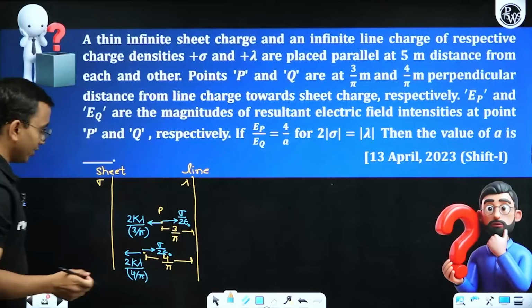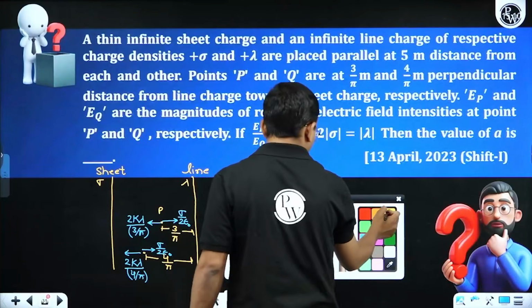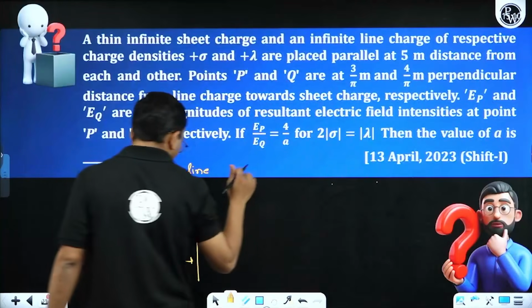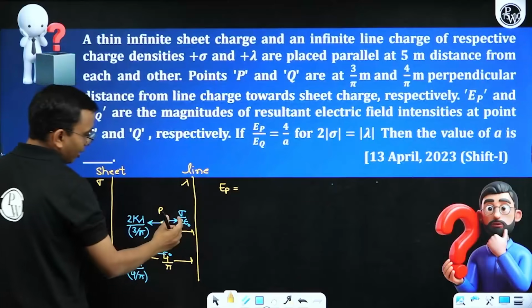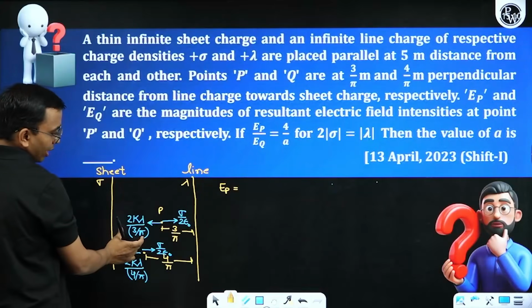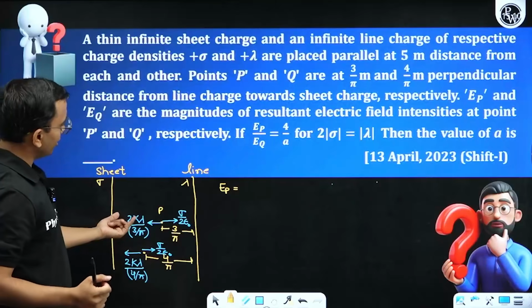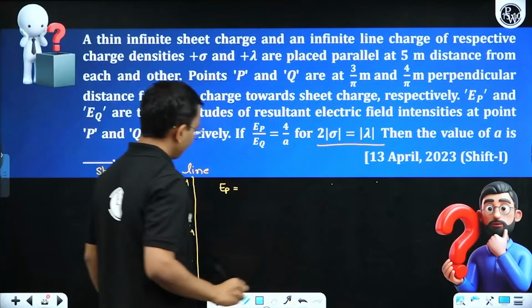Okay, we have written it properly. Now, let me write EP and EQ here. If I write EP from there, it will become sigma by 2 epsilon naught minus 2k lambda by 3 by pi. Here, it is given to us that 2 sigma is equal to lambda.